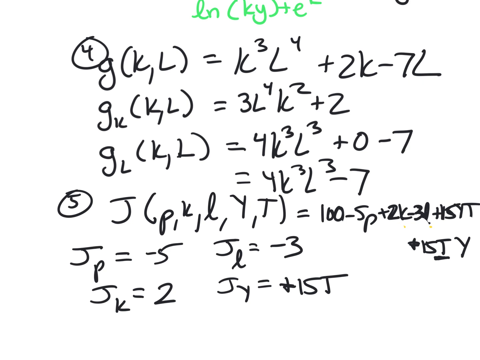And the last one is the partial derivative with respect to t. Again, looking at this same piece here. So think of 15y as just a number. It could be like 155 or something. And you just have t to the first, so the derivative is just 15y. Okay, so that's 1 through 5. Woohoo!